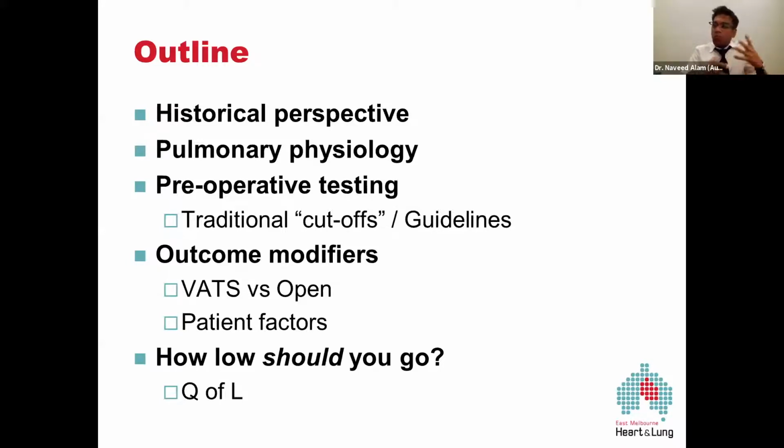And then we'll look at what there is in modern practice that may influence us to modify those guidelines or think about how we might do things differently, and certain things like whether you're doing an operation VATS versus open, or patient factors might come into play in terms of how you can get a patient who's borderline physiologically through an operation, because we're surgeons, we like to operate. We know that it's the best treatment by and large if you can handle it.